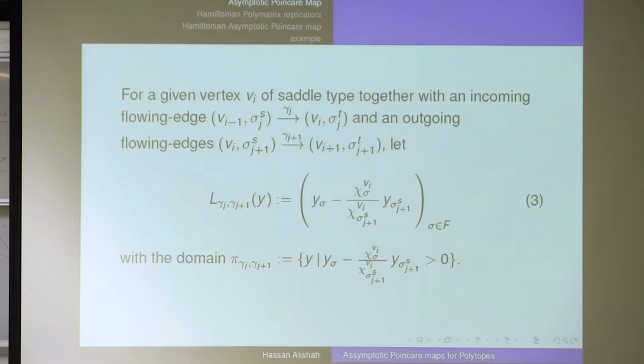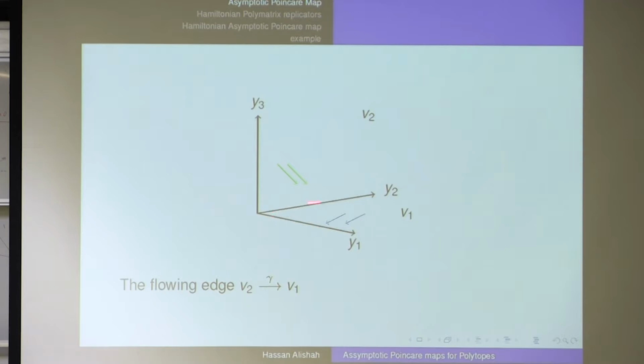But the thing is that here in the dual polytope, this dynamic, because this one here is a line, but in general it could have more dimensions, like two-dimensional, three-dimensional. But this flow that we have here, the domain of this flow are cones.